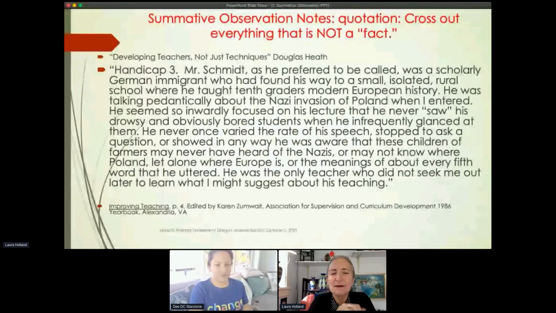Handicap, this comes from a book called Developing Teachers, Not Just Techniques by Douglas Heath. Now, I really love that title. I think that's a great title.